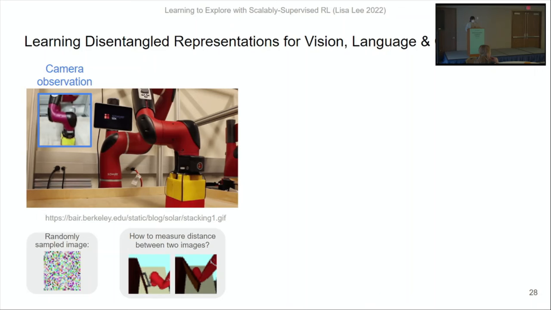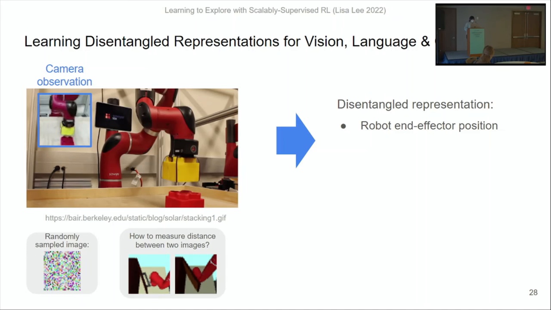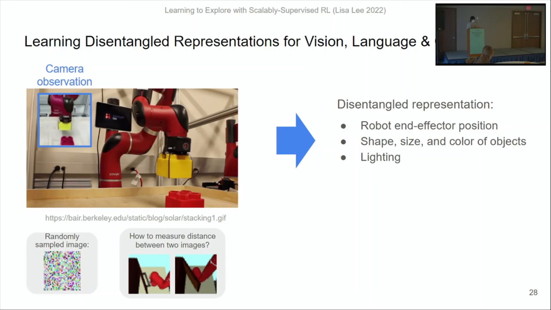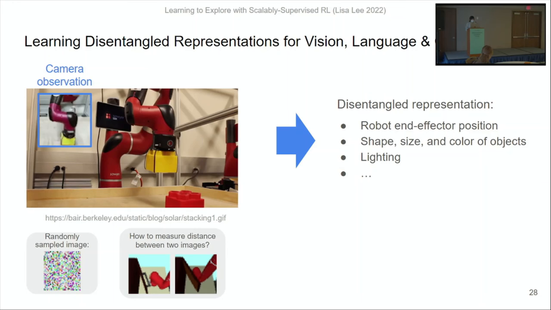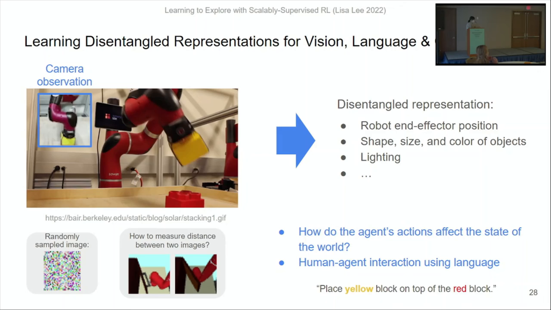This motivates why we might want to learn a disentangled representation that breaks down observations into semantically meaningful dimensions, such as robot end effector position, the shape, sizes and colors of different objects in the scene, the lighting condition of the room, and so on. This disentangled representation can be very helpful for the agent to figure out how its actions affect the state of the world, and it can also enable human-agent interaction through language. In this section, we'll look at how disentangled representation can benefit RL.